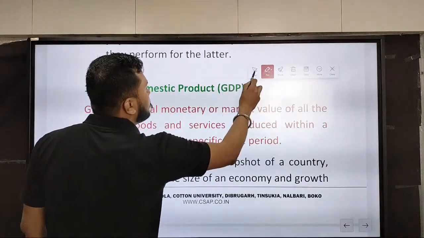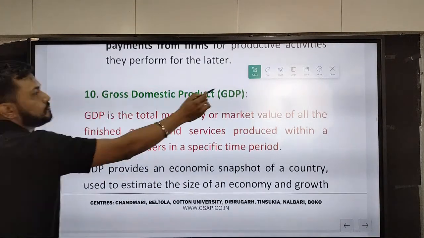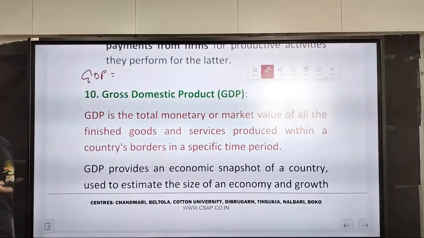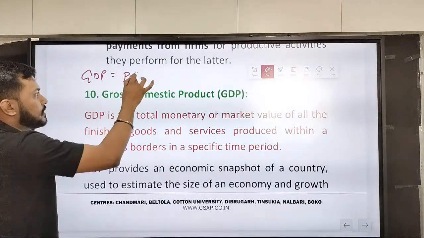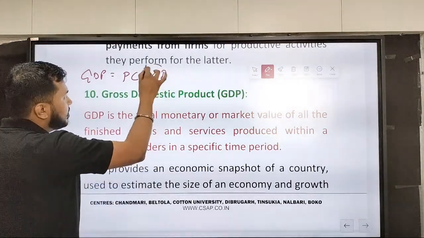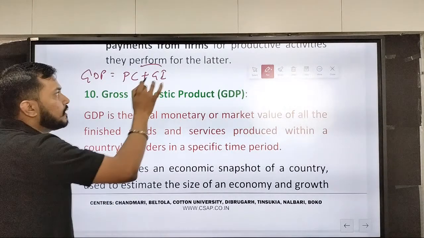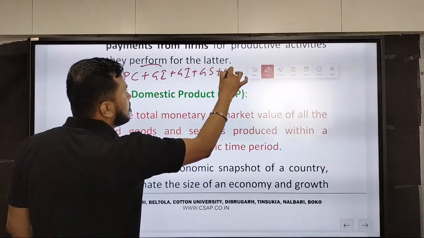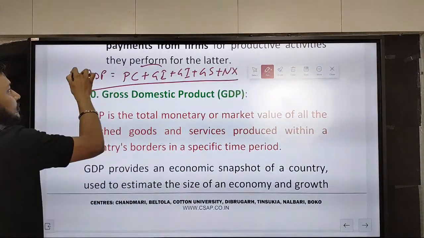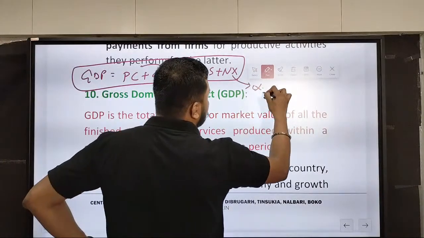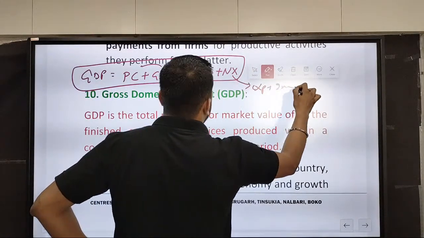Here, what did I say GDP is? GDP is equal to private consumption plus gross investment by the private people, then government investment plus government spending plus net exports. So how do we get this NX? NX is export minus import.